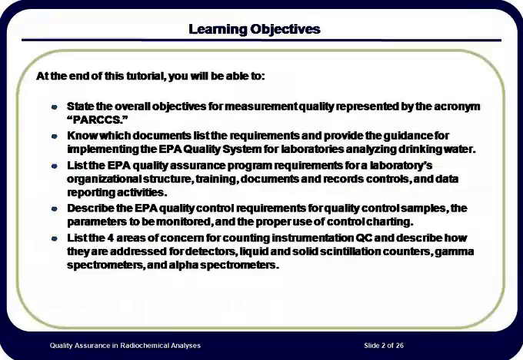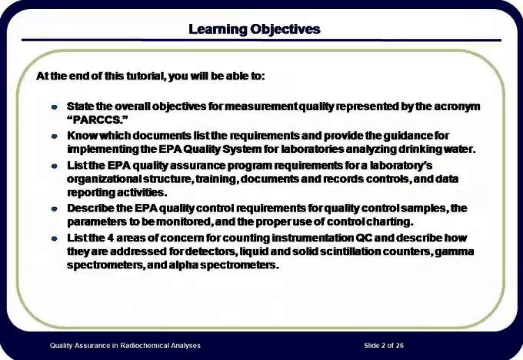This module provides an introduction to the concepts of quality assurance and quality control as needed for a successful analytical program in the radiochemistry laboratory. At the end of this module, you should be able to state the overall objectives for measurement quality represented by the acronym PARCCS. You should know which documents list the requirements and provide the guidance for implementing the EPA Quality System for laboratories analyzing drinking water.